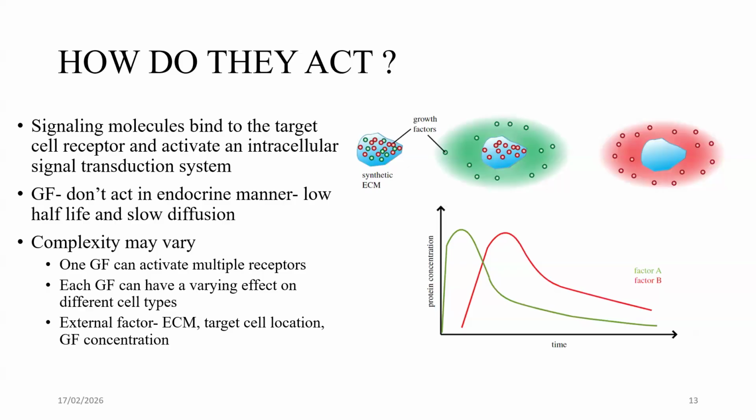This complexity may vary. One growth factor can activate multiple receptors. Each growth factor can have a varying effect on different cell types as well. And again, external factors: ECM, target cell location, growth factor concentration. So what I'm trying to say here is that these growth factors can act in various ways. They can trigger certain reactions. So one growth factor can target just one cellular function.